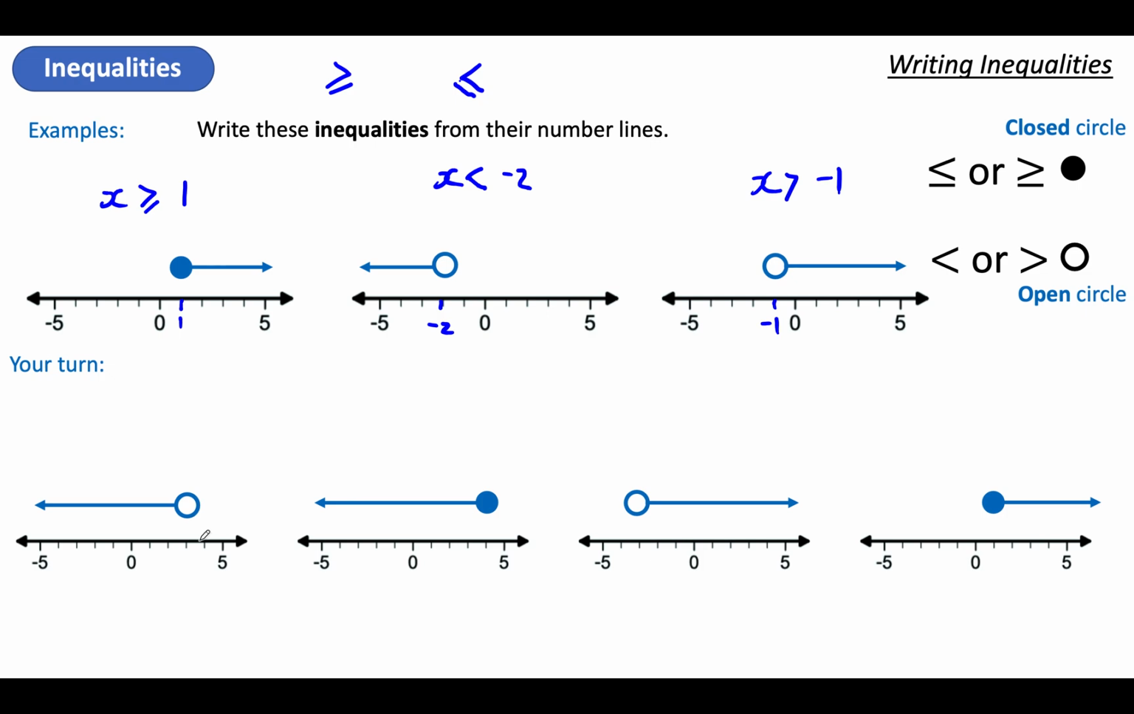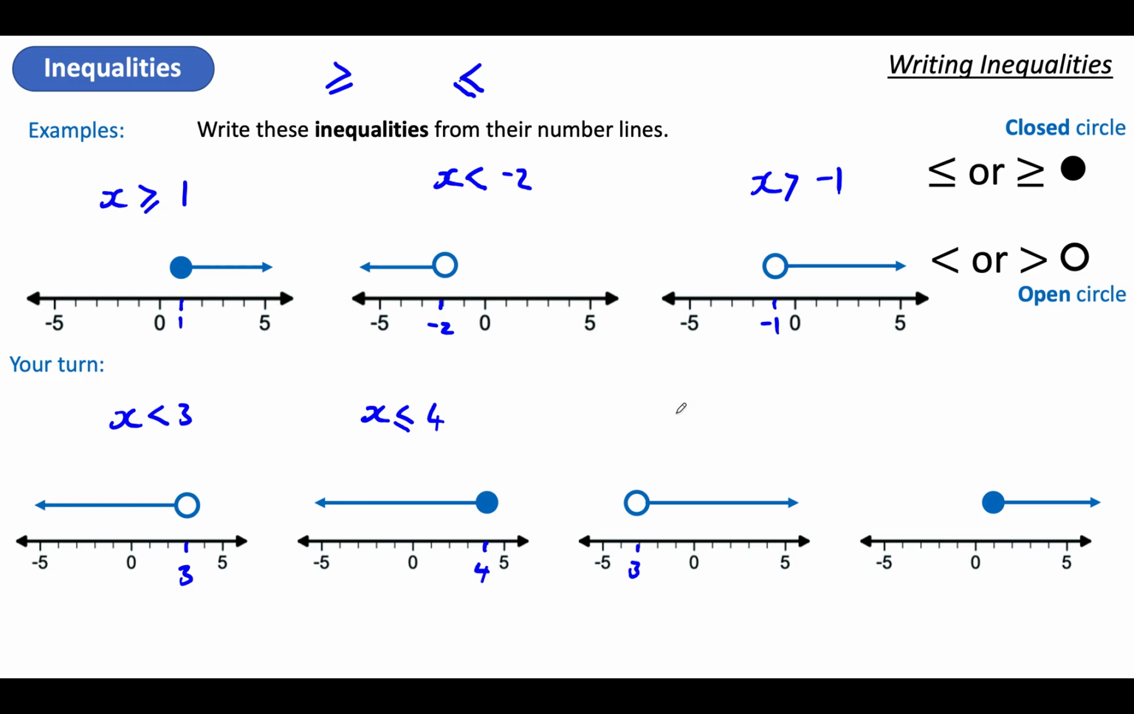First thing to do on these is always just, if it's not written, identify what the number is. Now that's 3, and the arrow goes to the left, so it's x is less than 3, all the things smaller than 3, and no extra line because there's an open circle there. Okay, this is 4, and again we can see it's pointing to the left, so it's less than, so x is less than 4, but because the circle's filled in, it also includes 4 in that list, so x is less than or equal to 4.